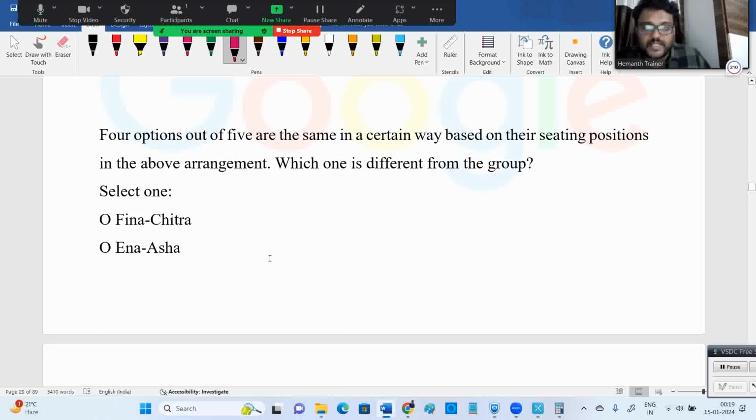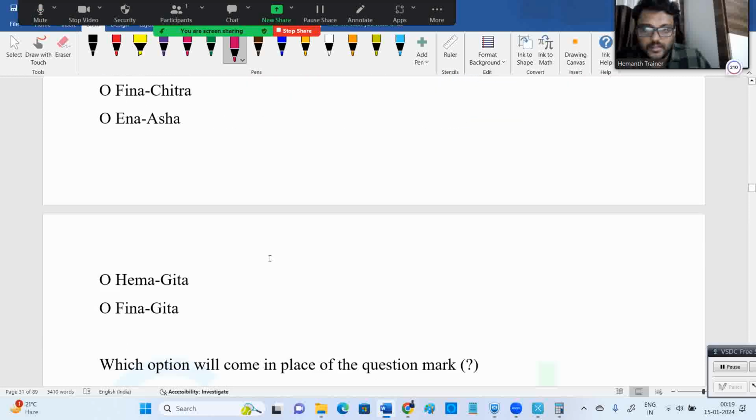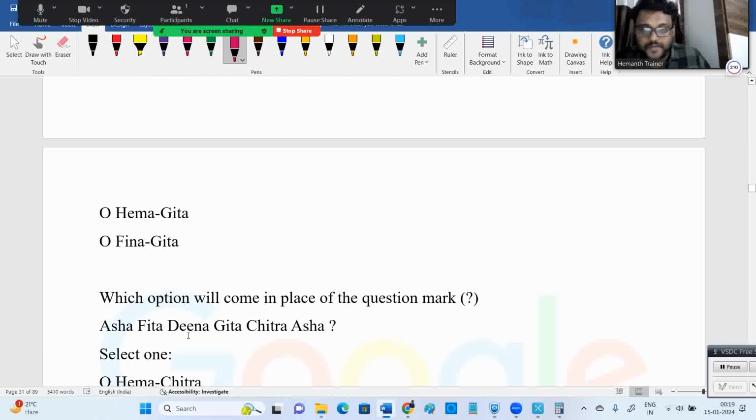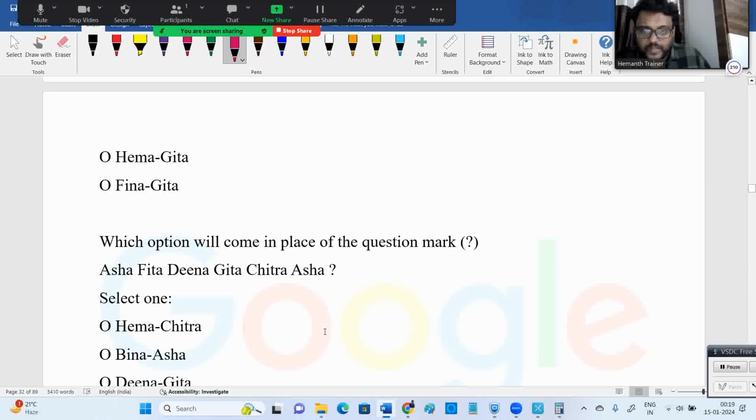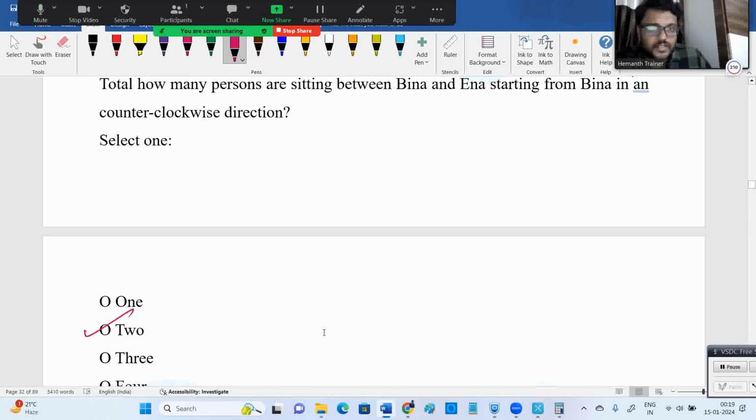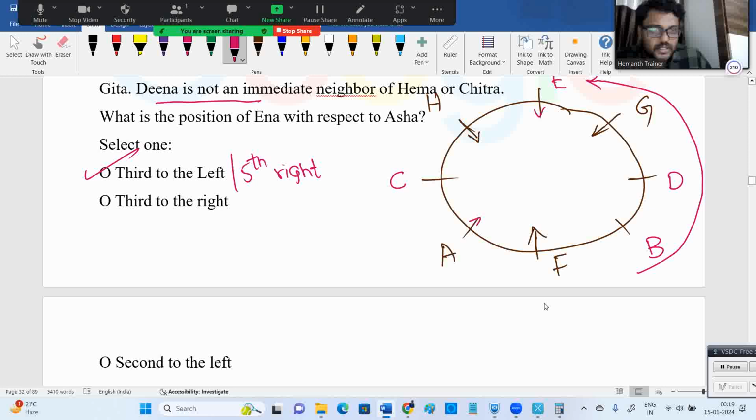Next, which one is different? And one more, Asha, Feeta, Dina, Geeta, Chitra, Asha. Okay, I think there is a mistake here. Total 8 people.